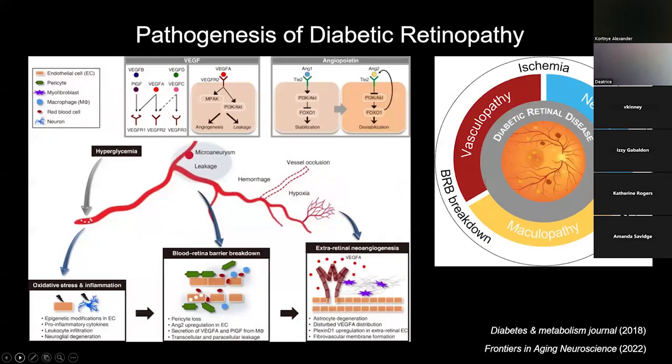Yes. So I'm going to quickly touch base on the pathogenesis of diabetic retinopathy. So diabetes is basically, in my opinion, a vascular condition.